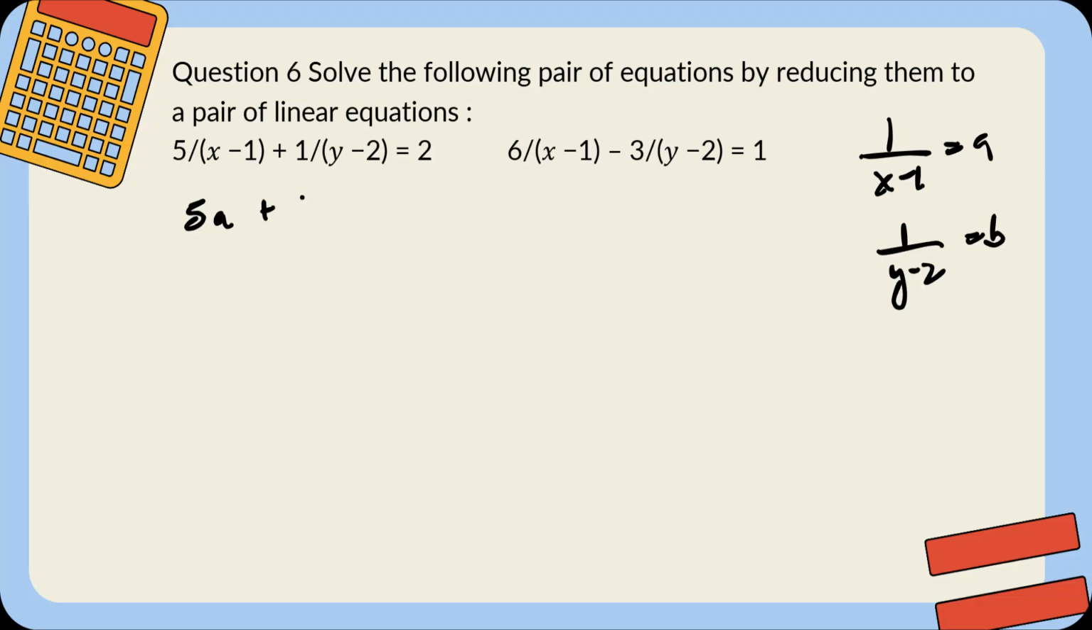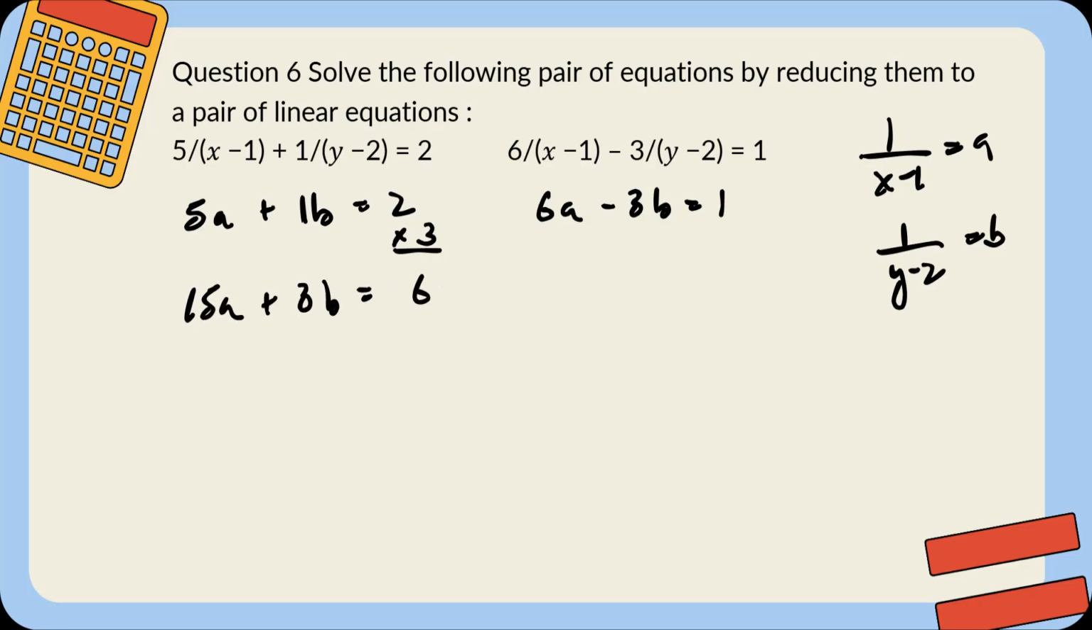So substitute it and you'll get 5a plus 1b is equal to 2, and you will get 6a minus 3b is equal to 1. Perfect. Now how do I solve it? I have to multiply with 3 in the first equation. So when I do that, I'll get 15a plus 3b is equal to 6, right? Now we have 6a minus 3b as well. So I'll write 6a minus 3b is equal to 1. Now I just need to add, because different signs, same value, just add them.